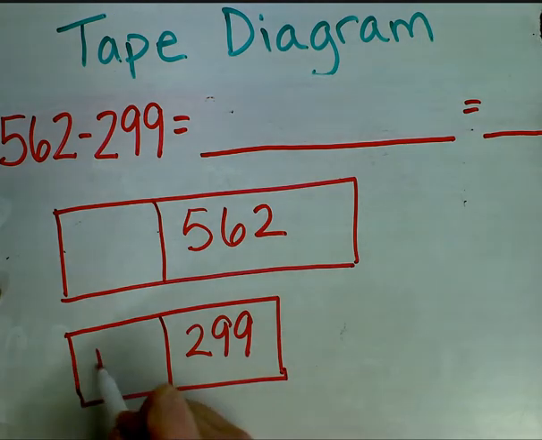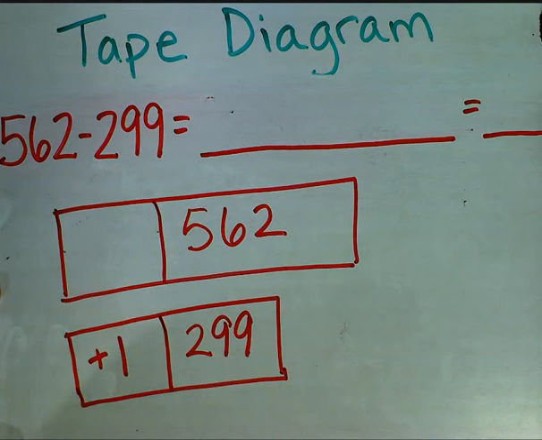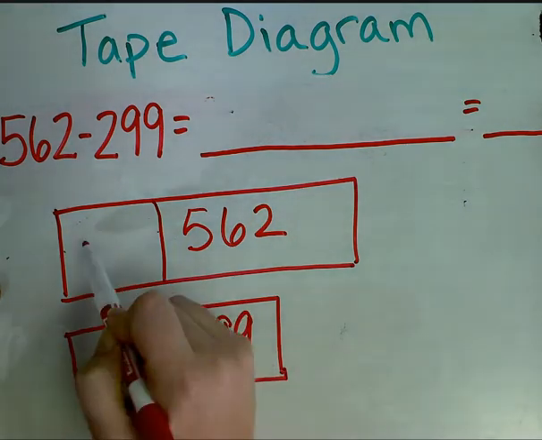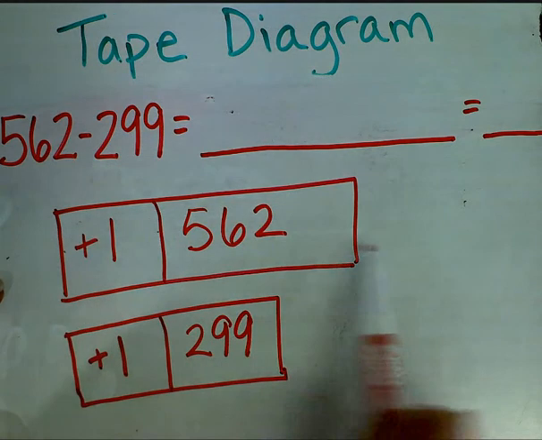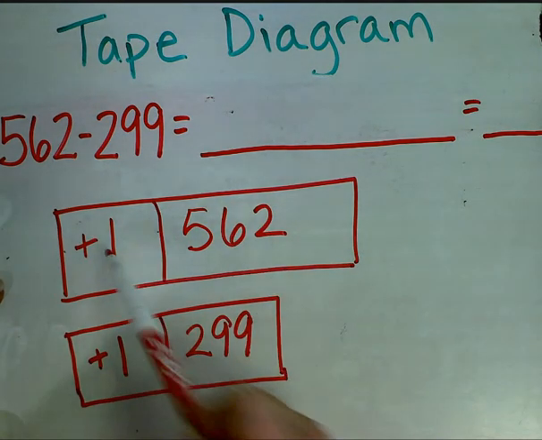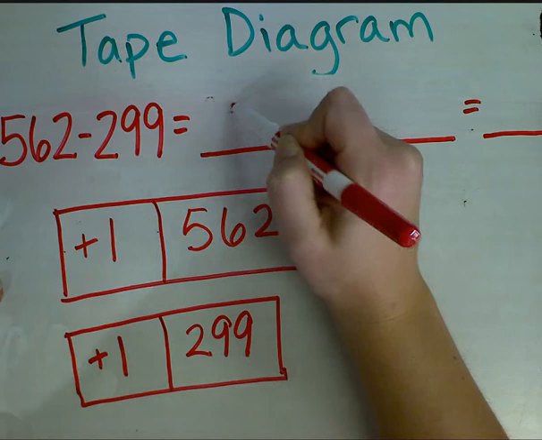We'll put that in this first box. Now we also have to add the same number to that first one. So we'll add 1 to the first box. Now, in writing our new equation, we're going to take this box here, 562, and add that 1 and write our new number, 563.